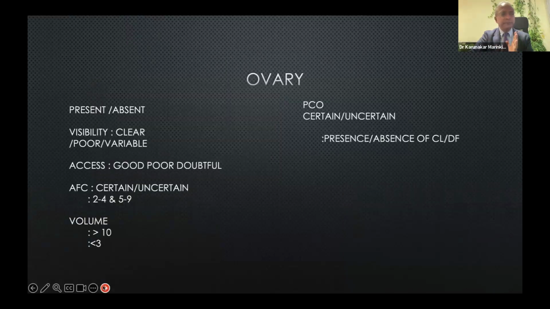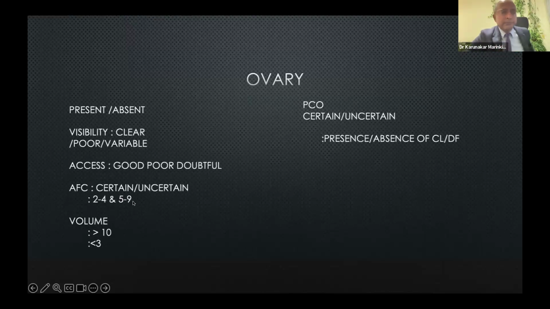Let's say you're going to the ovary. In about 6 minutes, I'll just finish the ovary, then Dr. Meenal can take the lecture. So you must know whether the ovary is present or absent, the visibility, clear or poor, variable visibility. Access is good for egg collection, or there are blood vessels between ovary and uterus and you need to do abdominal collection.